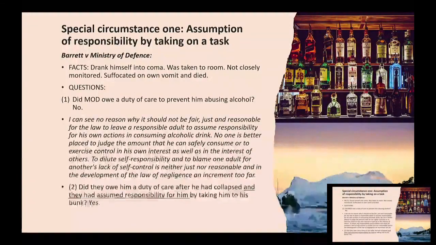He is an adult, he can take some self-responsibility, and he is alone responsible for how much he drinks. Now, they did compare it to other cases where a duty had been found. I actually think this is quite a good case, it's on the reading list. It's useful in terms of seeing analogical reasoning, and they look at what was different about these cases where a duty had been found compared to the case that they were dealing with here in Barrett.